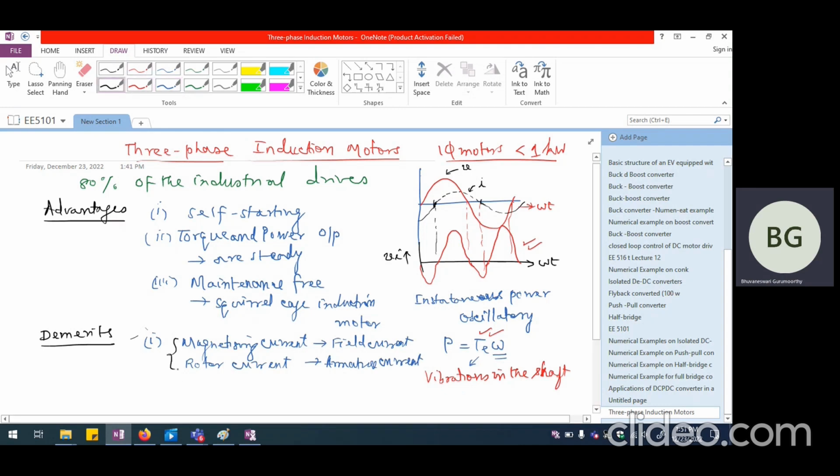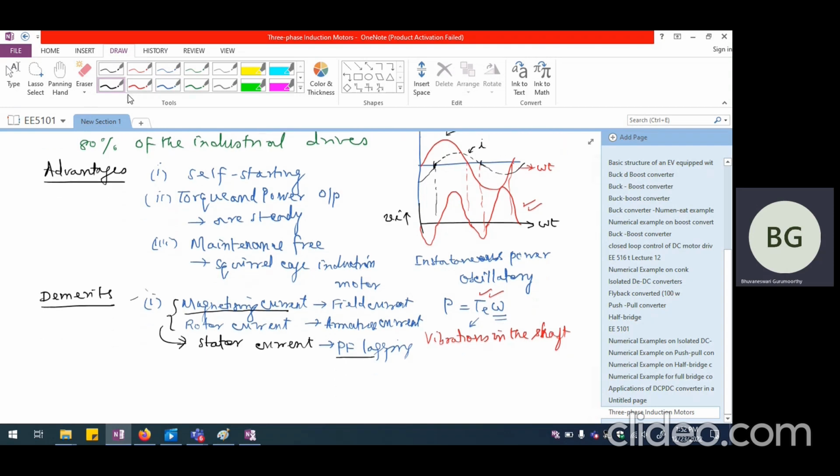So the stator current actually consists of two portions. One is the reflection of rotor current and the other is the magnetizing current. That is the reason why the power factor of this induction motor will always be lagging. Power factor can never be unity. It can be only lagging. Magnetizing current is equivalent to the inductive portion of the current. That is the reason why we have lagging power factor.